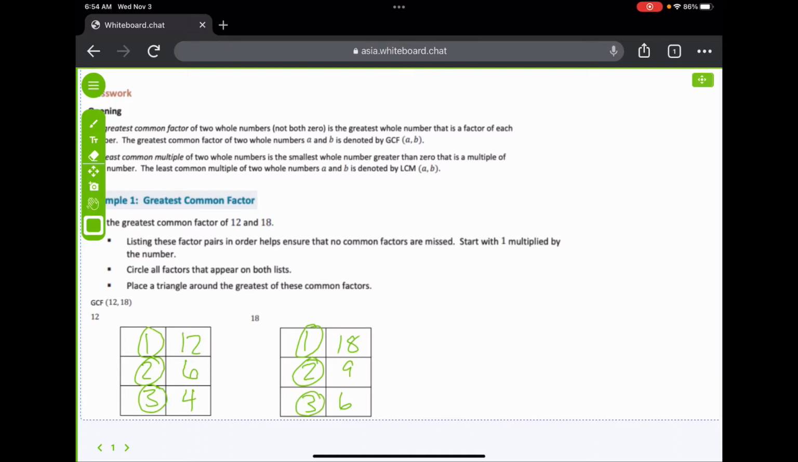Now it says place a triangle over the greatest common factor. So 3 would be our greatest common factor of 12. Oh, no. I messed up, didn't I? See there? We actually have 6 and 6. I just spied that. So 6 is our greatest common factor. Sorry about that.